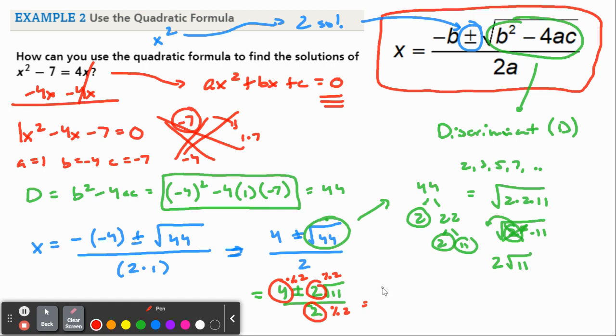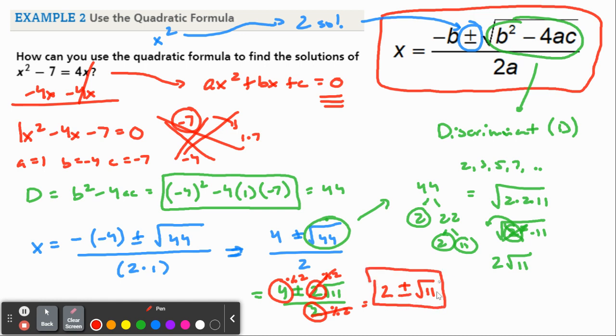So that's going to be 4 divided by 2, which is 2, plus or minus. Now, 2 divided by 2 is 1. They just cancel. You don't need that. The square root of 11 comes. And then 2 divided by 2 is, again, 1. You don't need to put 1 in the denominator. This is it. These, and I say these because of the plus or minus, these are your 2 solutions.